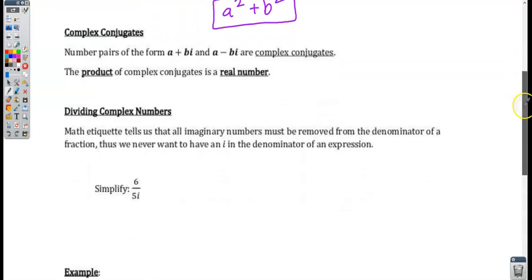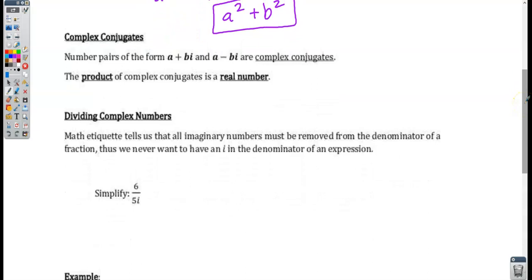Dividing complex numbers. So it says here, math etiquette tells us that all imaginary numbers must be removed from the denominator of a fraction. So we never want to have an i in the denominator of any expression. So let's simplify 6 over 5i. Now how can we get rid of that?